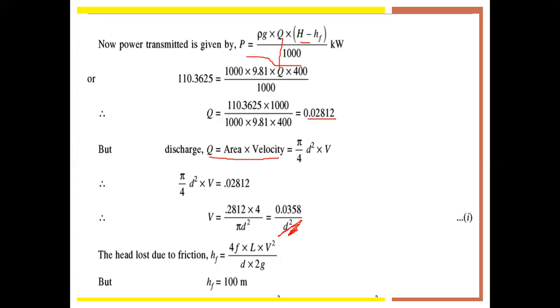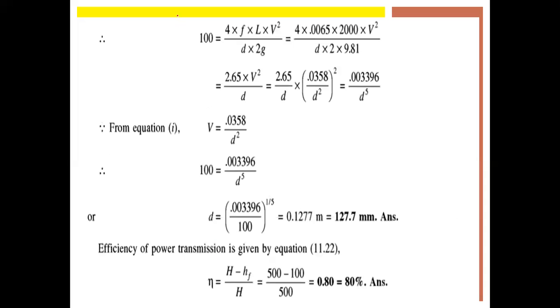Now, the friction loss HF is equal to the old formula, 4 into F into L into V square by D into 2G. Then what is HF here? The HF we got is 100 meters. Therefore, substitute 100 meters here: 100 is equal to 4 F L V square by D into 2G. So substituting the F value and the L value.